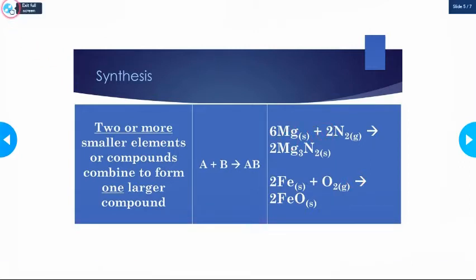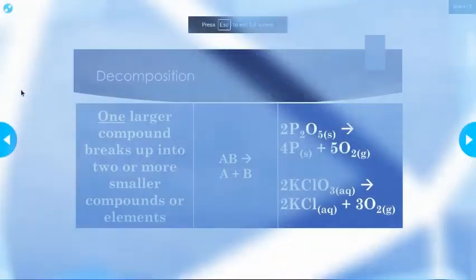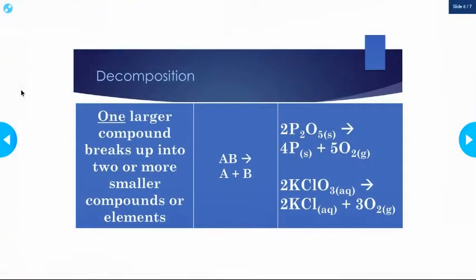Another type of chemical reaction is decomposition. And decomposition is basically one reactant, one larger compound breaking up into two or more smaller compounds or elements. So a key factor to a decomposition reaction is seeing only one reactant, and then it just breaks apart into its different components.